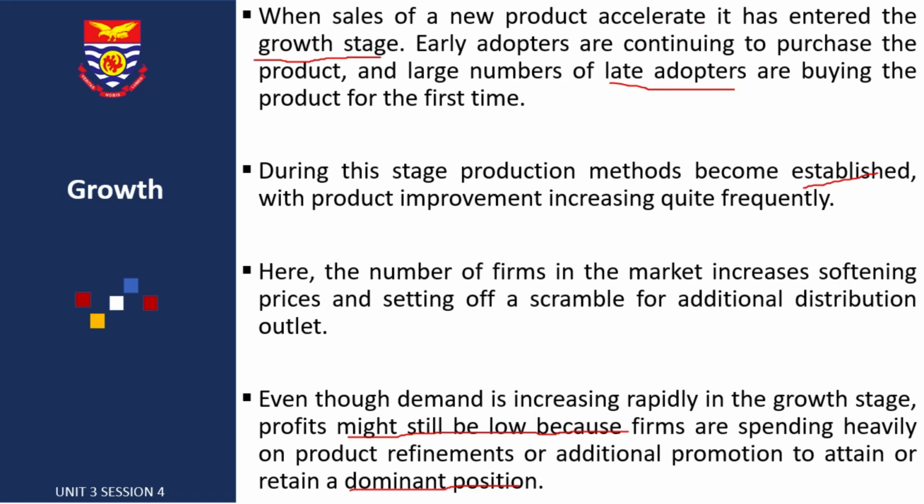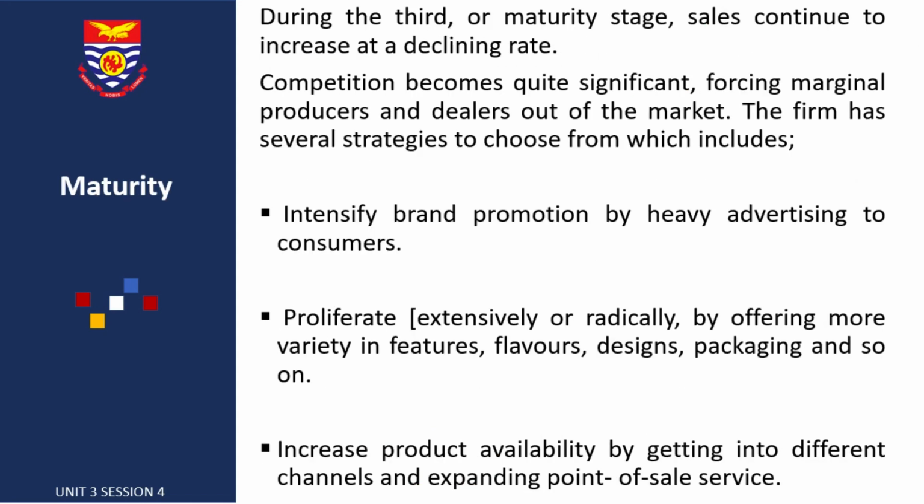Right from the growth stage, we get to the maturity stage. During the maturity stage, which is the third stage of the product life cycle, sales continue to increase at a declining rate, or at a decreasing rate. Competition becomes quite significant. So many competitors set in, forcing marginal producers and dealers out of the market.